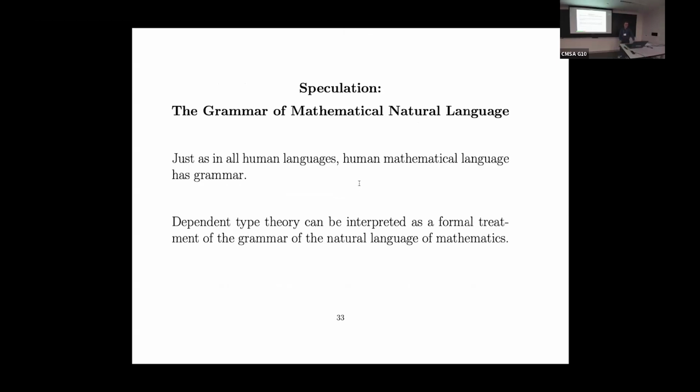Okay, some speculation. I'm an AI person. I like to think about AI questions. So the question now is, it seems to me that human mathematicians have this wired into their cognitive architecture. They somehow understand what it means to be a meaningful, grammatically correct statement of mathematics. So can we interpret dependent type theory as a theory of some kind of human cognitive grammar? Is it an AI theory? Is it a theory of thought?